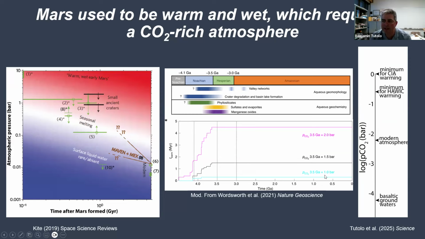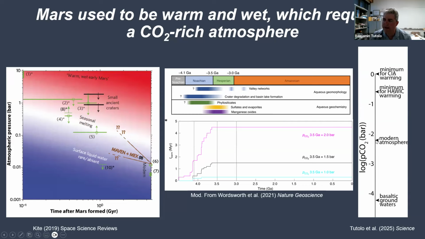So largely what this suggests is that, based on our current understanding of atmospheric CO2 and its behavior in the Martian atmosphere and the behavior of our sun over the solar system history, you need abundant CO2 in the atmosphere in order to warm early Mars and make all of these features that we know and love indicate liquid water. So the clay minerals that we see, sulfates and evaporites, manganese oxides, as well as the geomorphological features of valley networks and crater degradation. So again, that's plotted here on the right-hand side.